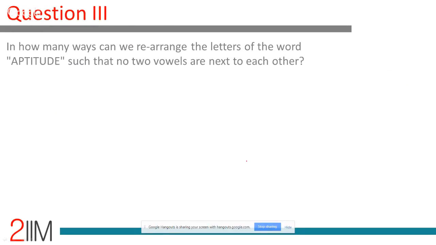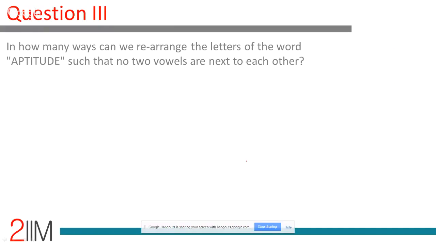This is more a plain vanilla regular question. Give it a go. In how many ways can we rearrange the letters of the word aptitude such that no two vowels are next to each other? Tricky question until you get to know the idea. Once you know the funda, it is a very mechanical, routine question.